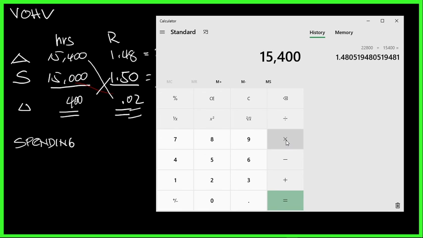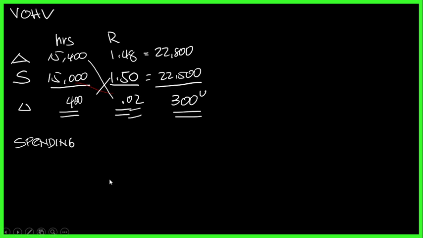15,400, di ba? Times 0.02 equals, you have 308. So that is now our spending variance. Okay, sige, let's write that down. 15,400 times 0.02. Okay, so you will have 308.